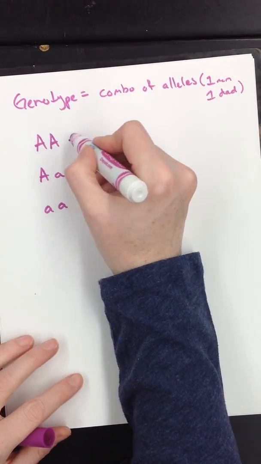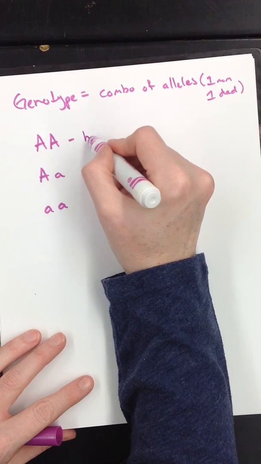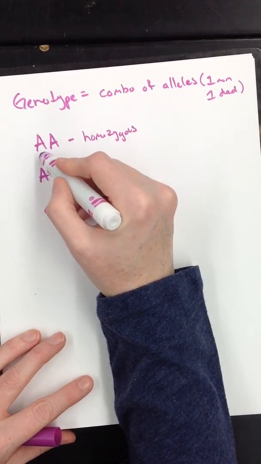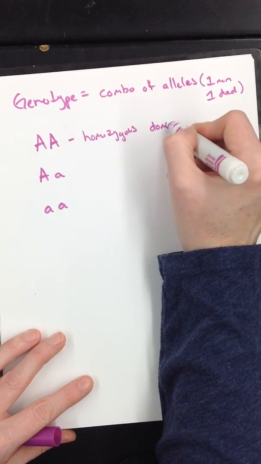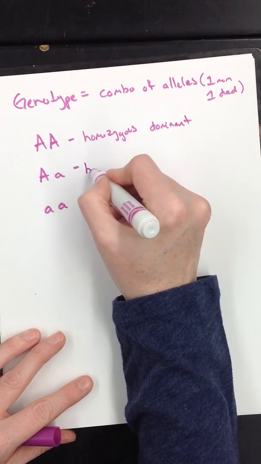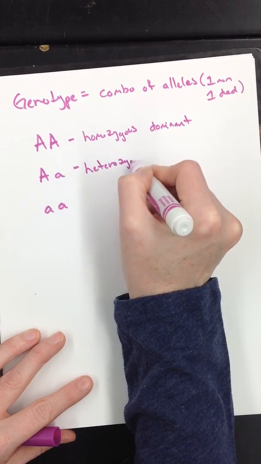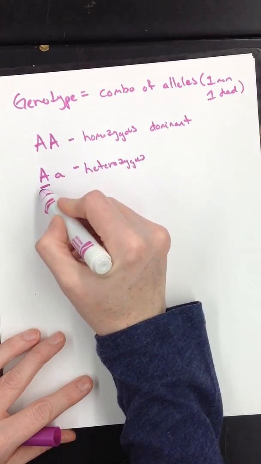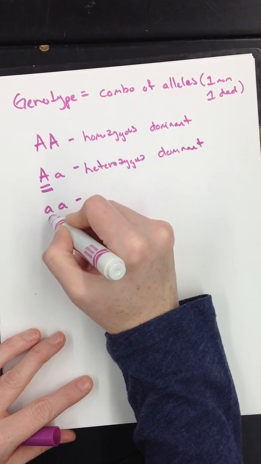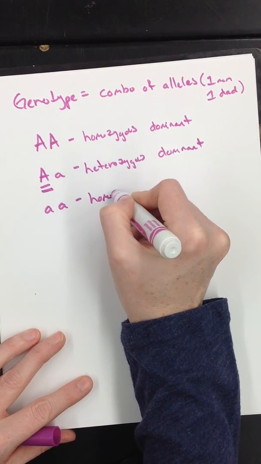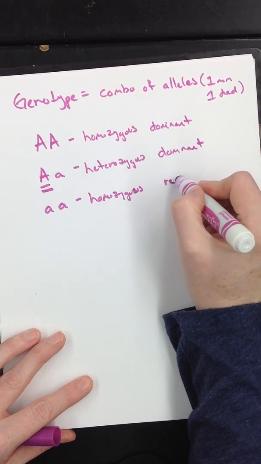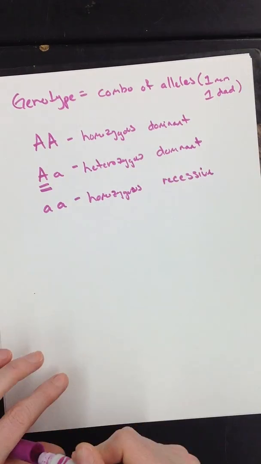All right, so let's go ahead and name them. Since those are the same, this is a homozygous genotype, and since I have at least one capital letter, it'll show the dominant trait. This right here, big A, little a, they're different, so that's heterozygous, but because he has at least one big letter, he'll show the dominant trait. And then these two, they're the same, so I know that's called homozygous, but because they're 2 little letters, they're going to show the recessive trait.